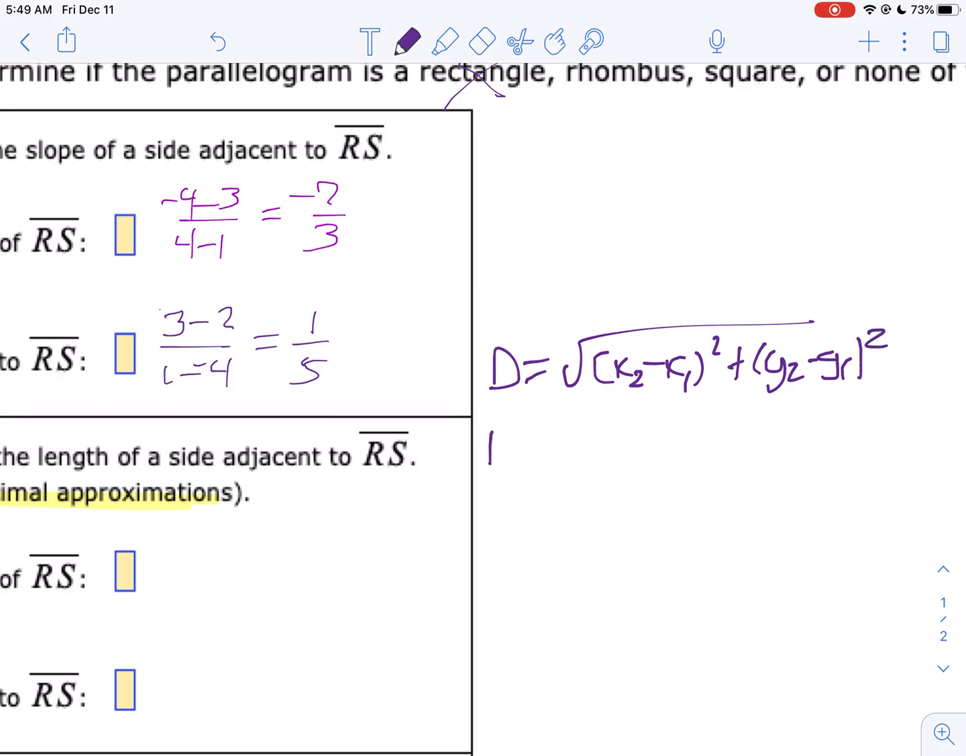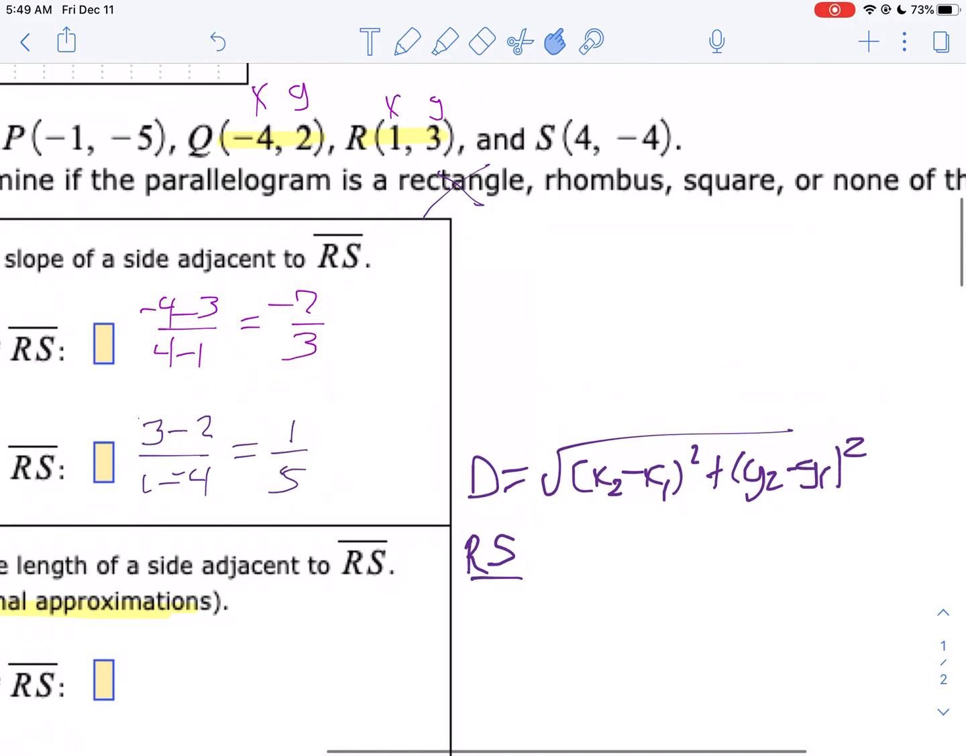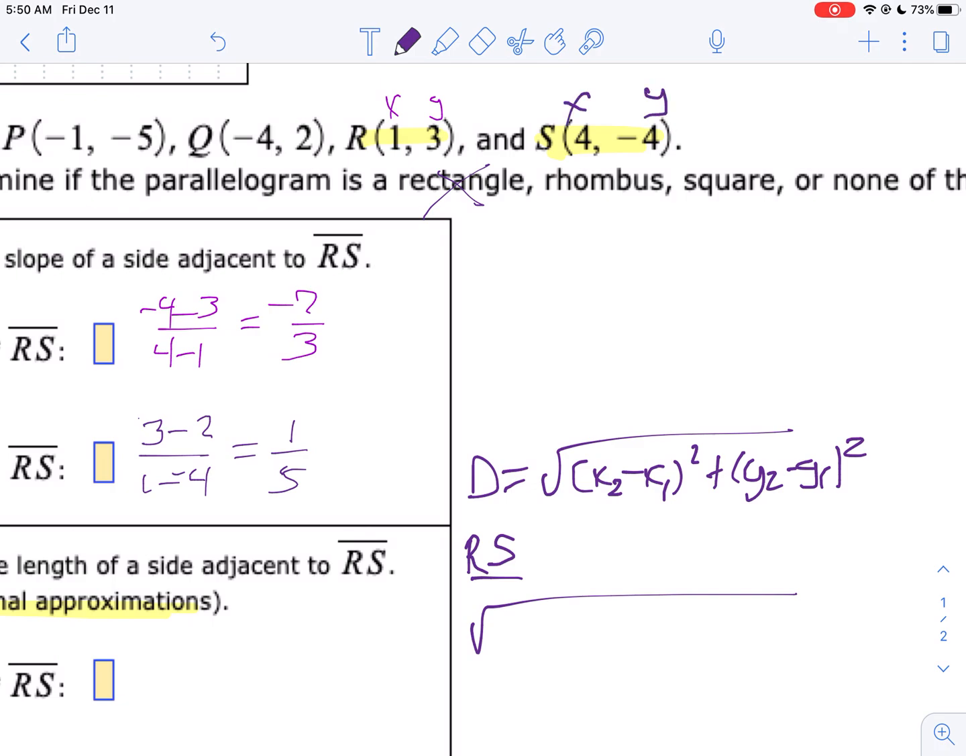So I think I'm going to do RS on the side here so we can see our work. And once again, I'm going to erase this. I'm going to look at just RS. So we're going to say that's going to be the distance. We're going to subtract our x's. So I'll go 4 minus 1 squared plus negative 4 minus 3 squared.